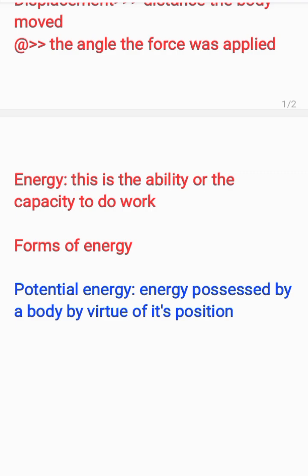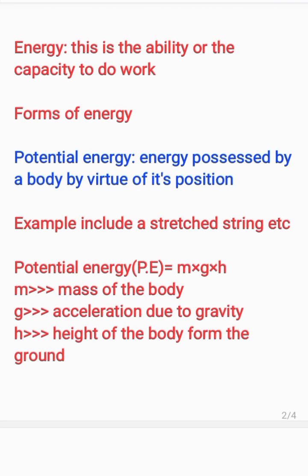Examples of potential energy include a stretched string. Potential energy, or PE, is calculated by mass times acceleration due to gravity times height, mgh, where m is the mass of the body, g is acceleration due to gravity, and h is the height of the body from the ground.